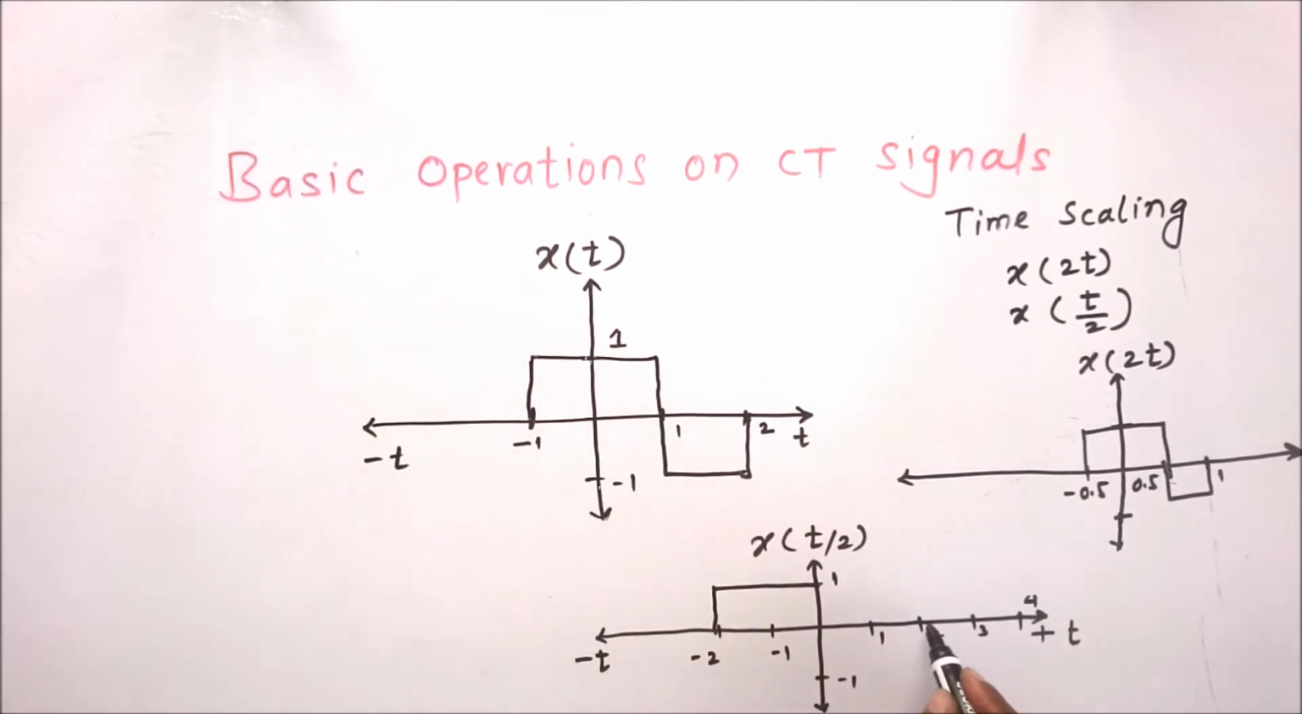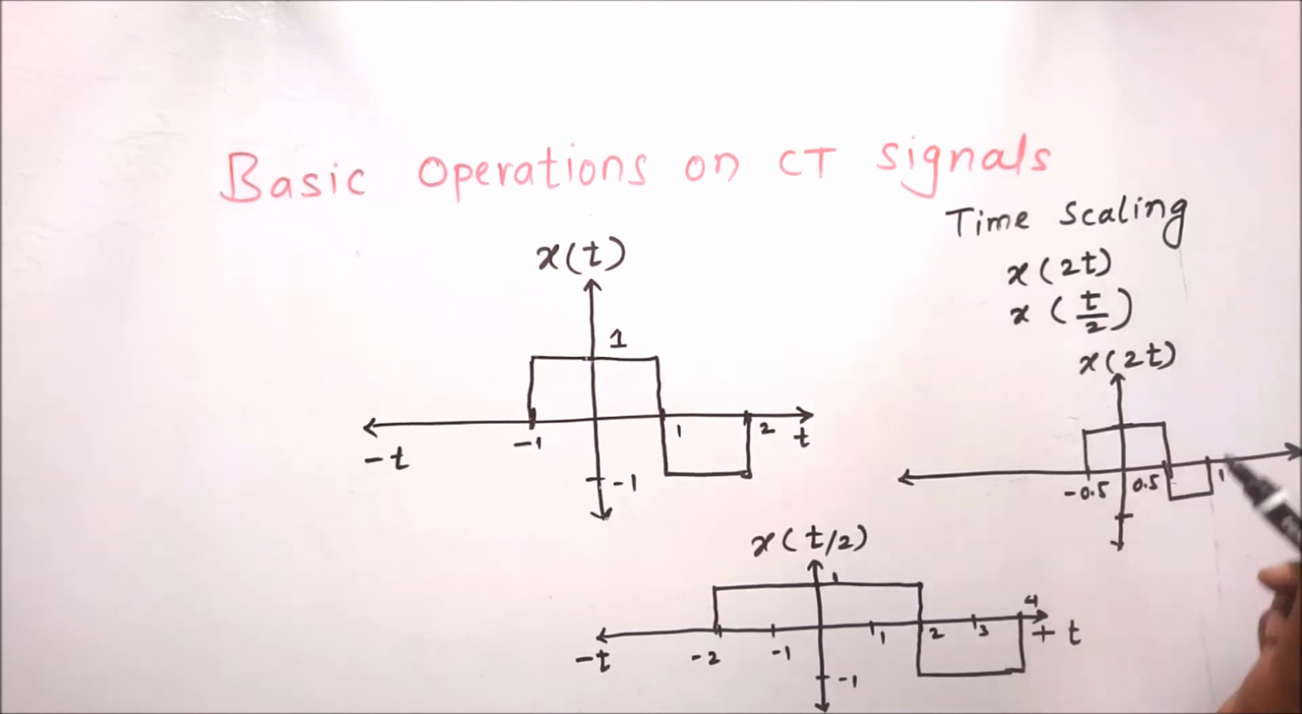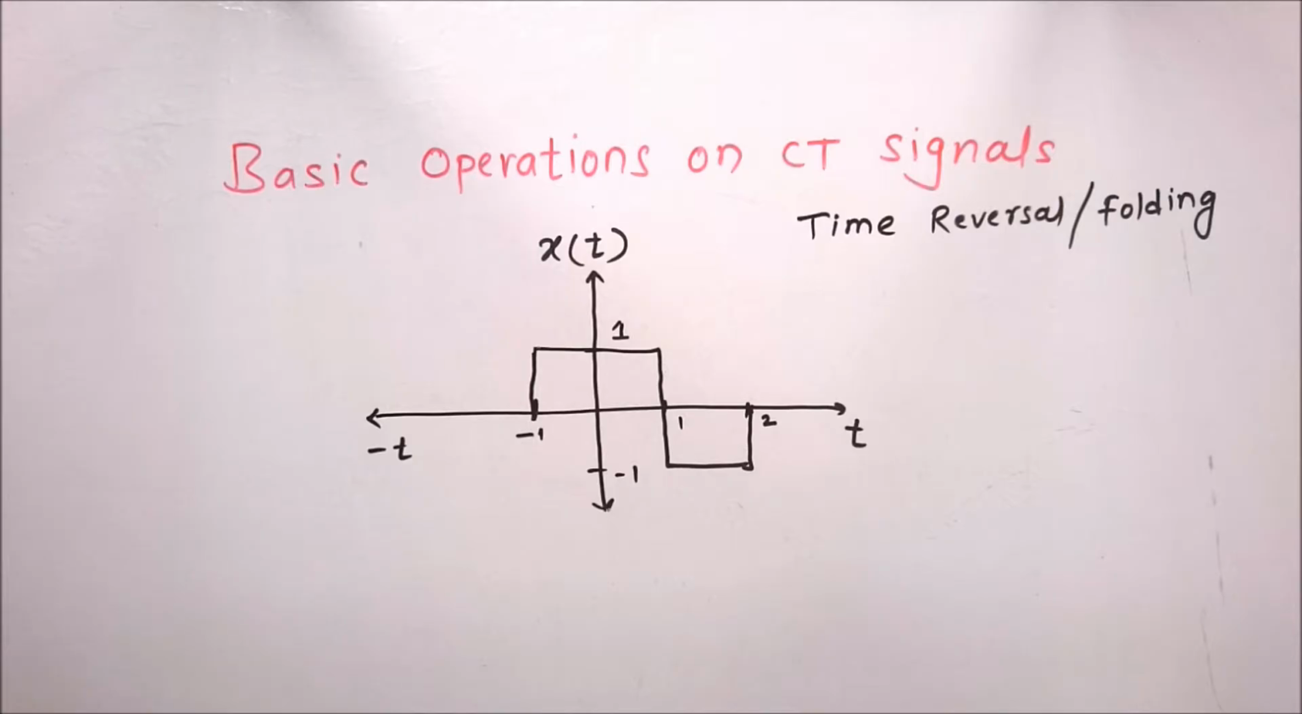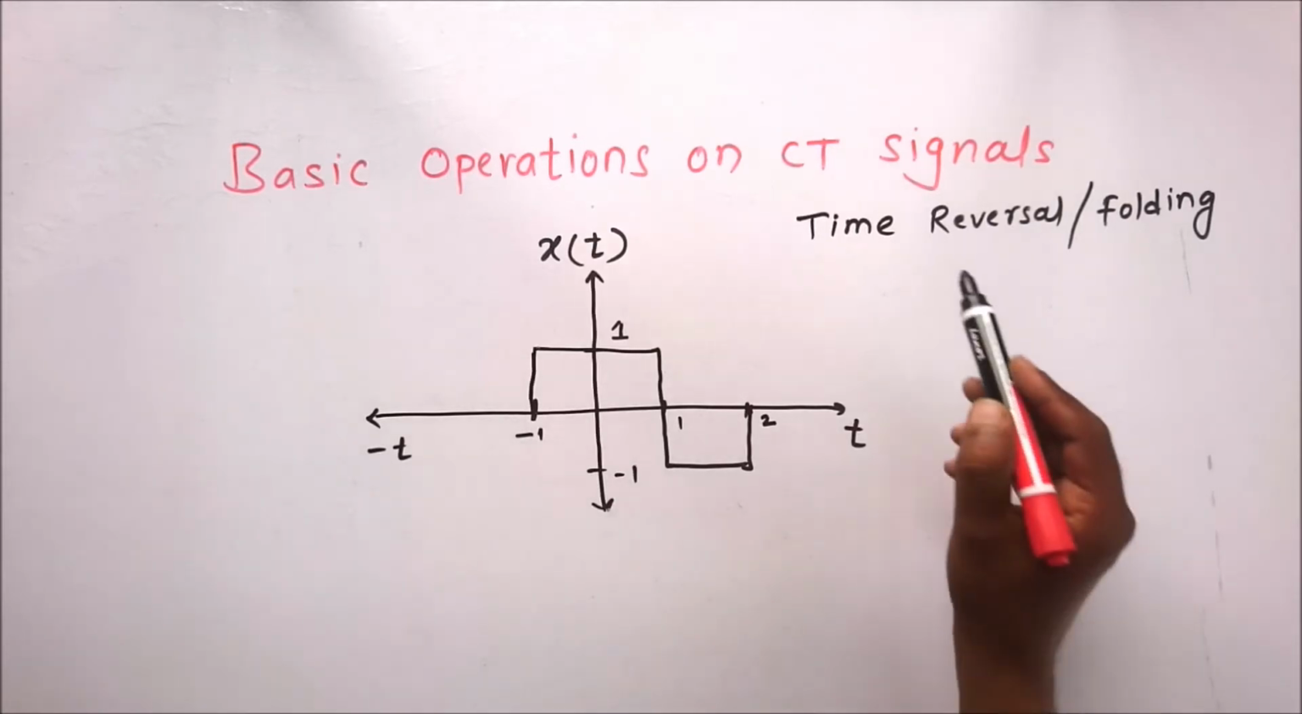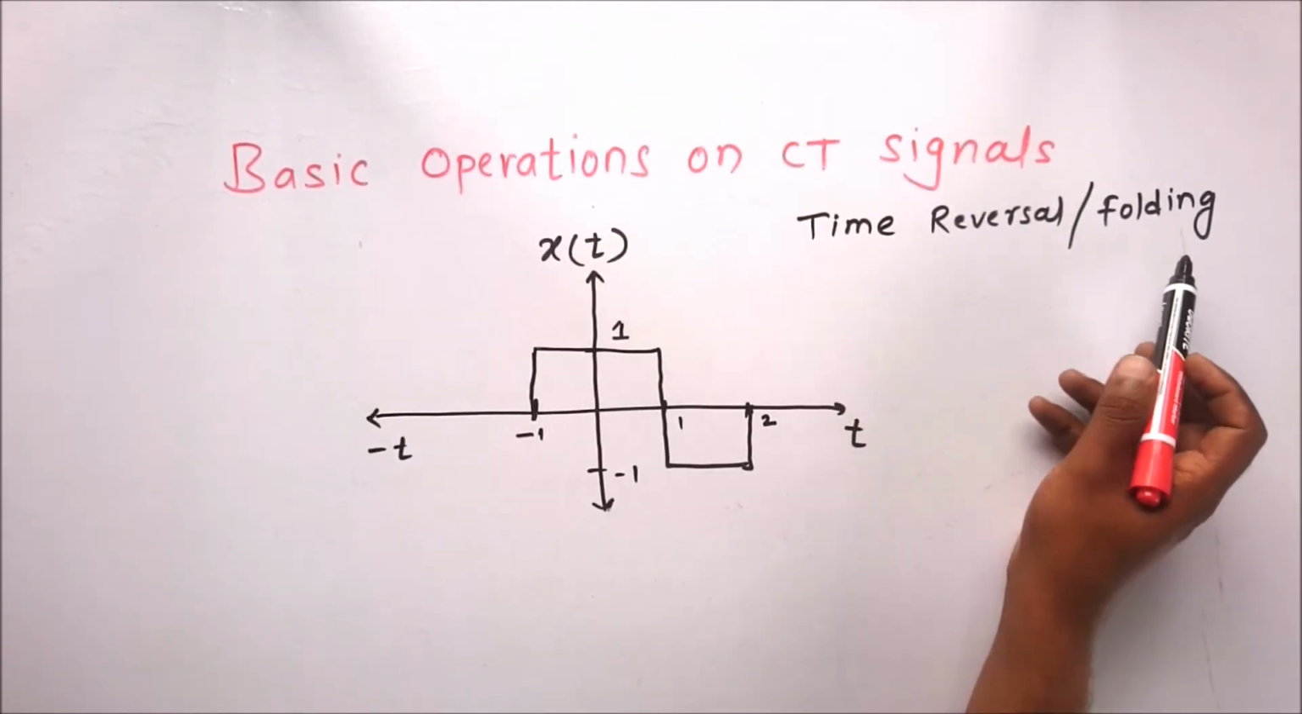This one will shift to 2 and 2 will shift to 4. This is x of 2t, x of t by 2. If we compare with the given x of t, in x of 2t the signal is compressed and in x of t by 2 the signal is expanded. Let's see the next operation.